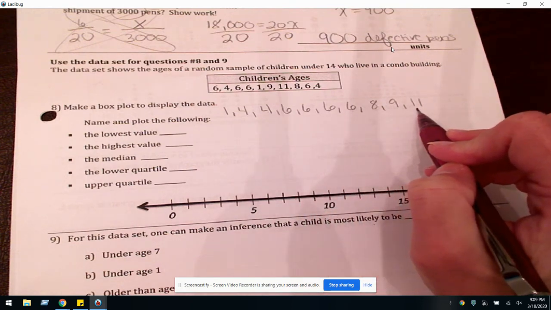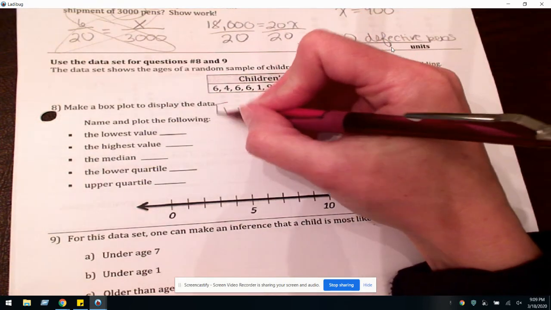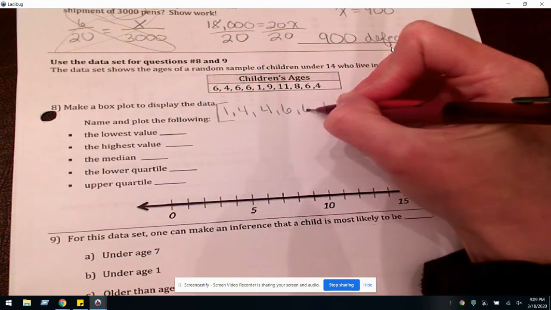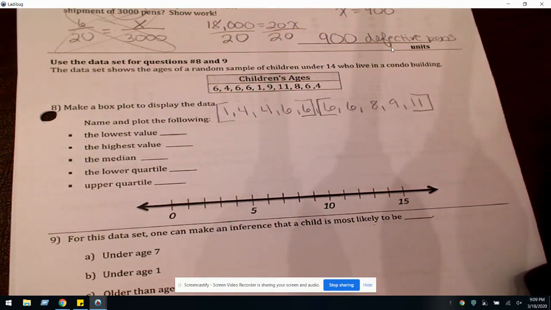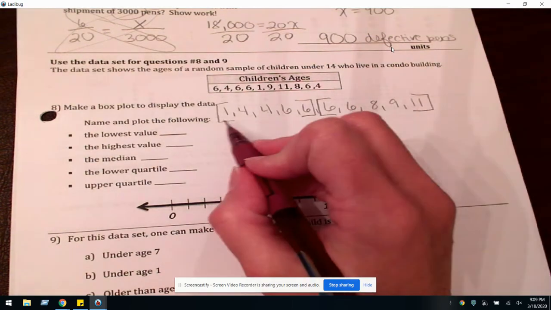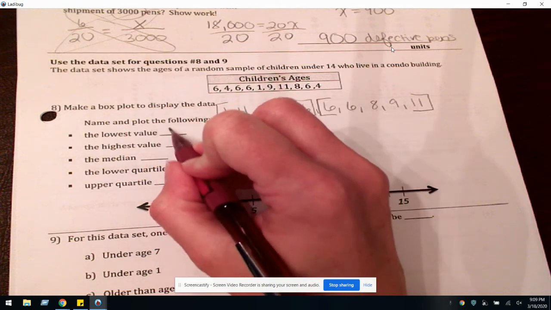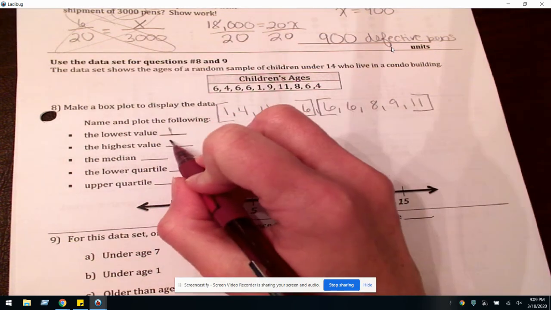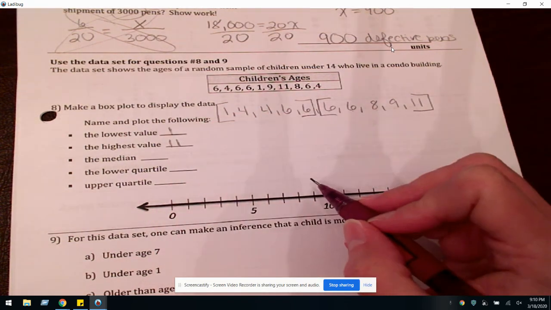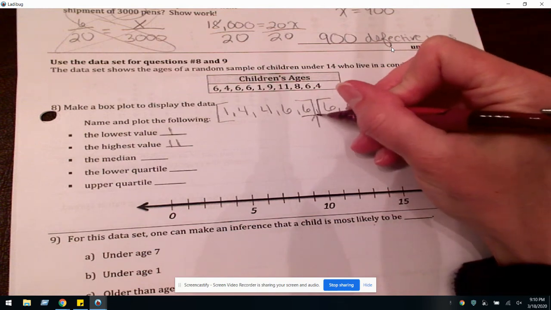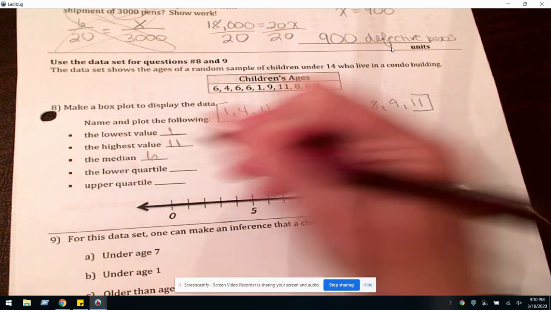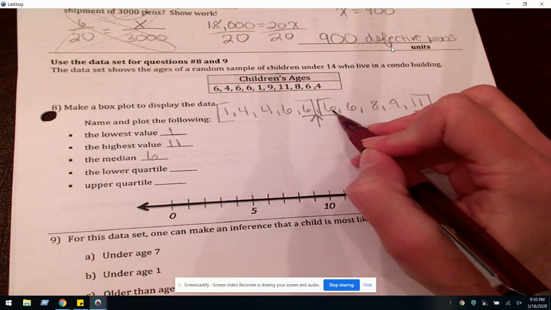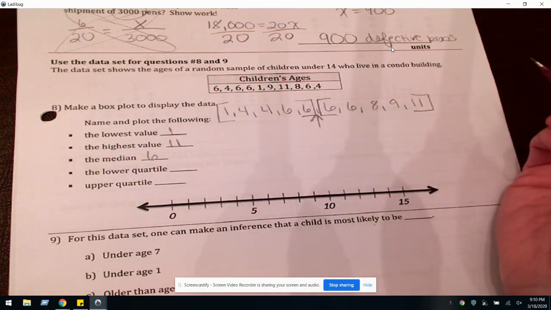So I'm going to start right away by cutting it in half. So we have 1, 2, 3, 4, 5 on this side and 5 on this side. So the lowest value, okay, that's 1. Highest value, that's 11. The median is my middle here. Well, what's the middle of 6 and 6? Oh, that's just 6. I mean, you can add them up and divide by 2. Well, 6 plus 6 is 12.